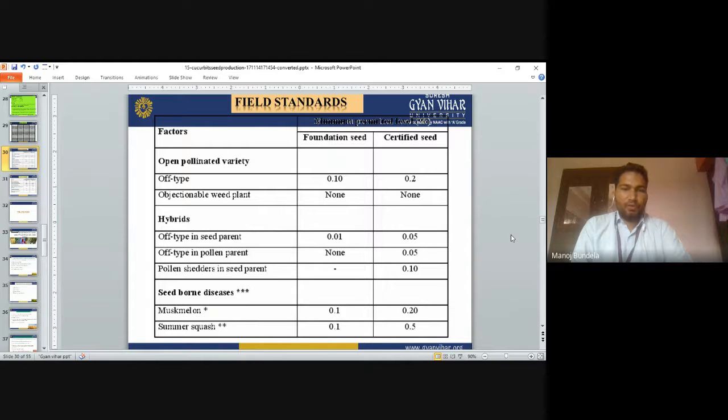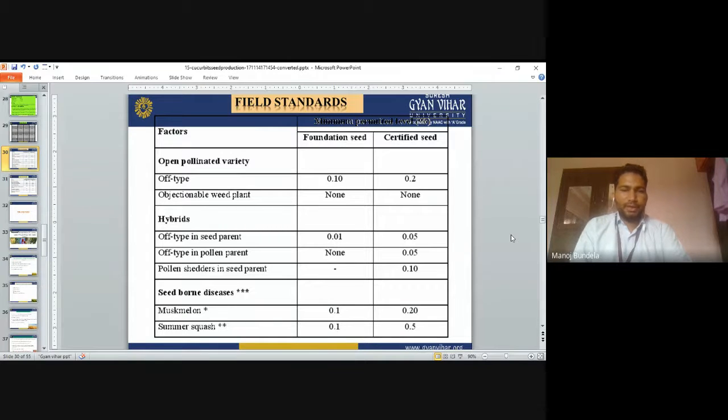For hybrids, off-type in seed parents: in foundation seeds 0.01 and for certified seeds 0.05%. Off-type in pollen parents: foundation seed does not contain any off-type and certified seeds 0.05%. Pollen shedders in seed parents: foundation seeds 0 and in certified seeds 0.1%.